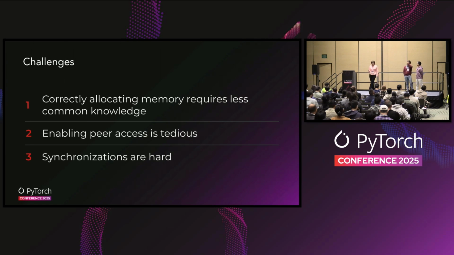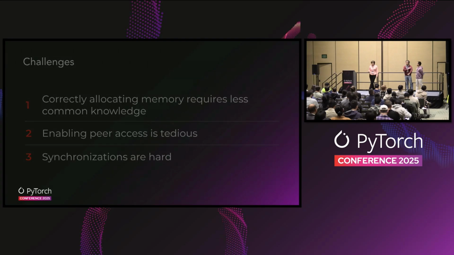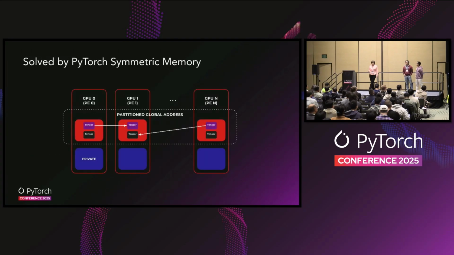So PyTorch Symmetric Memory is solving all those problems for you. And the way it's solving those problems is you are partitioning the address space in each of your devices. You designate some areas of that address space as accessible to all your peers, allocated as symmetric memory. And from then on, you can write your own communication kernels or implement whatever communication patterns that you want to implement.